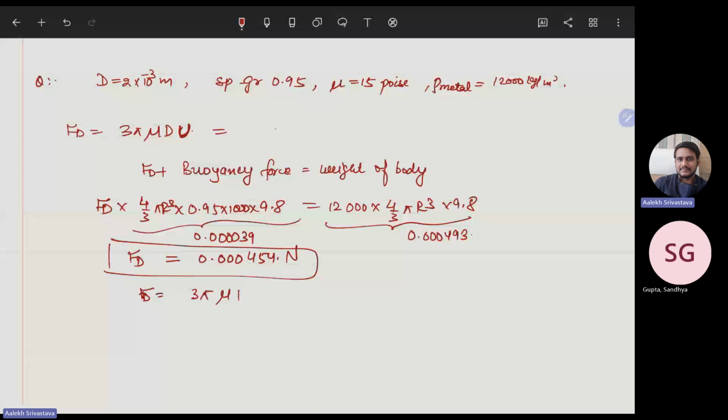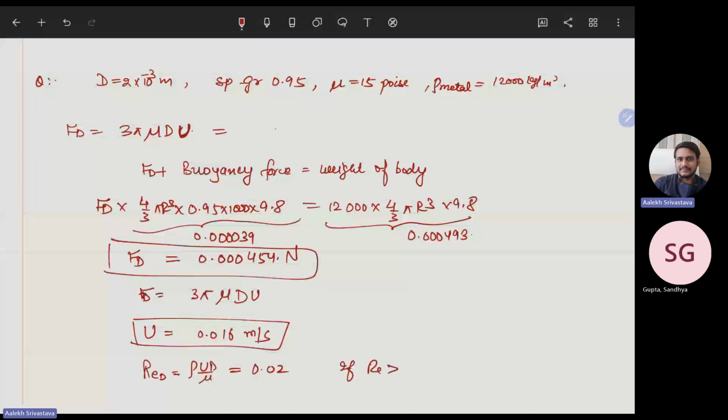Now, after calculating a terminal velocity, check the Reynolds number. What is the Reynolds number you are getting? Rho ud by mu. It is 0.02. If you get Reynolds number greater than 0.2, then apply different CD.